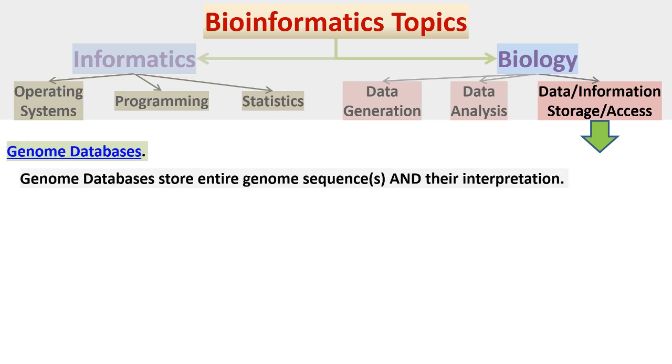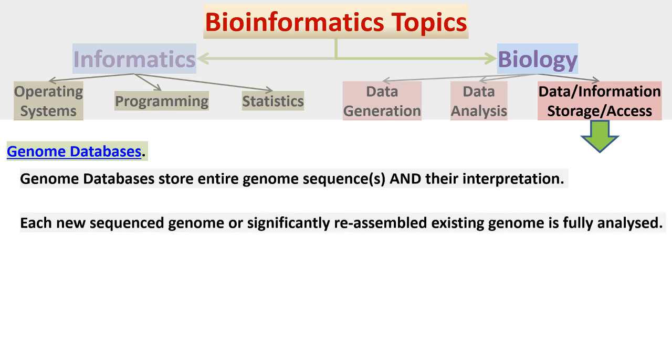As the sequences of more and more complete genomes became available, databases storing entire genomes and their interpretation were an obvious next step. A considerable number of these databases now exist, many specific to a particular organism or related collection of organisms. The near completion of the human genome around the turn of the century led to a considerable acceleration of interest in this sort of database. Each newly sequenced genome is analyzed and annotated from scratch. Significant reassemblies of existing genomes are also reanalyzed.